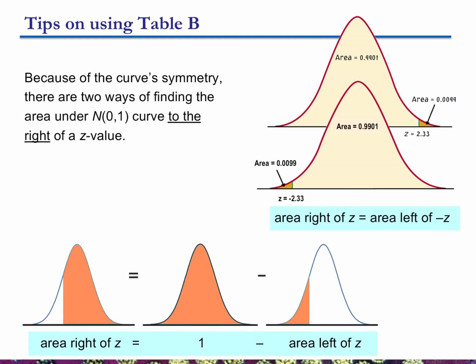Now, you can also do, and this is what I typically do more often than not, the area to the right of z equals 1 minus the area to the left of z. So let's say we had 16% as an area left of z. You want to know what the area to the right of that is. Well, the whole thing is 100%. So 1 minus the area to the left gives you the area to the right. If this is 16%, 1 minus 16%, or 100% minus 16%, is 84% to the right.